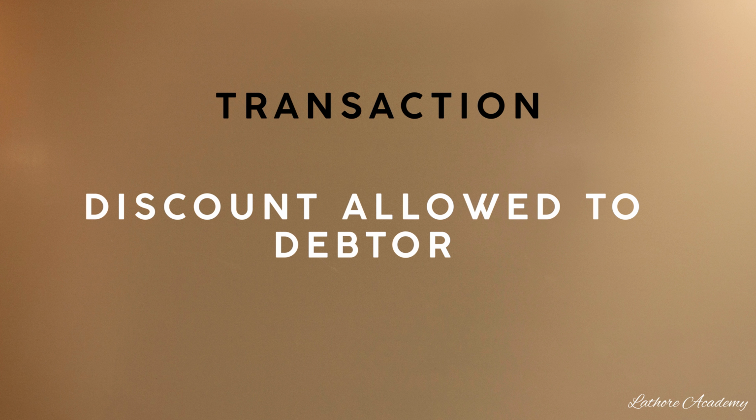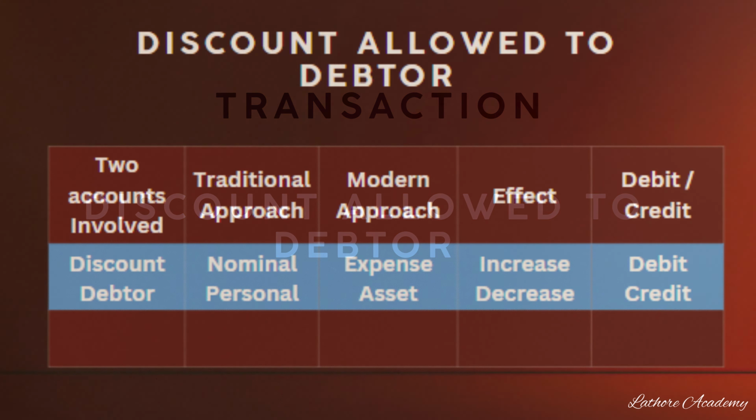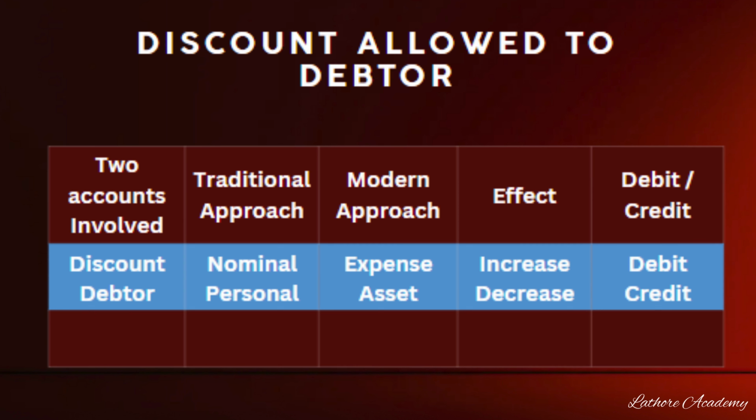Discount allowed to debtor. Whenever debtor makes payment, we allow discount to them. So discount allowed is an expenditure to the business. As per traditional approach, discount is a nominal account, whereas debtor is a personal account. As per modern approach, discount is an expenditure, debtor is an asset which will be decreasing. In this case, discount allowed expenditure increases, debtor balance decreases. So the journal entry will be discount allowed account debited to debtor's account.